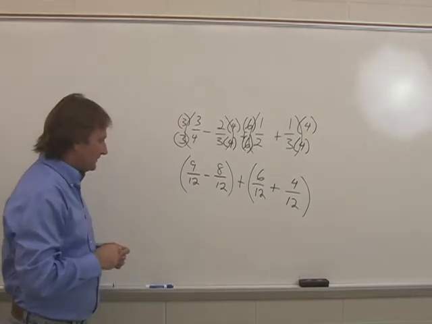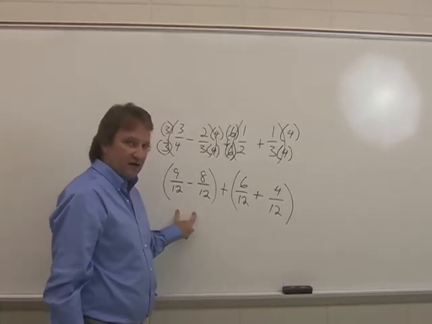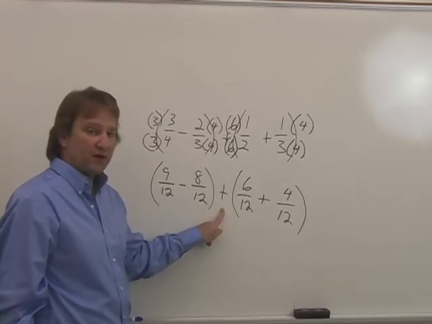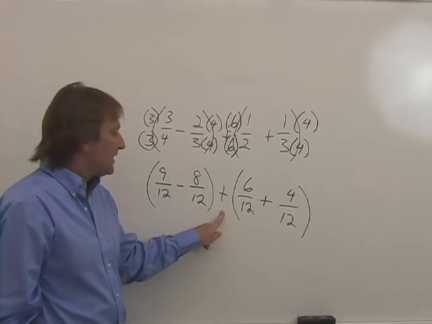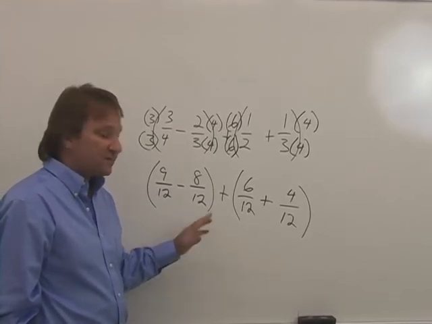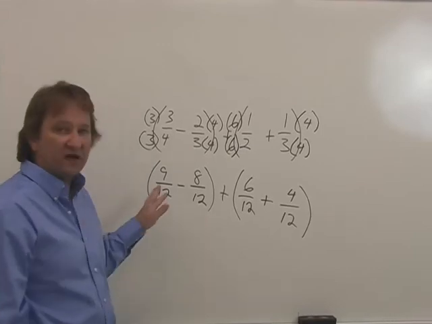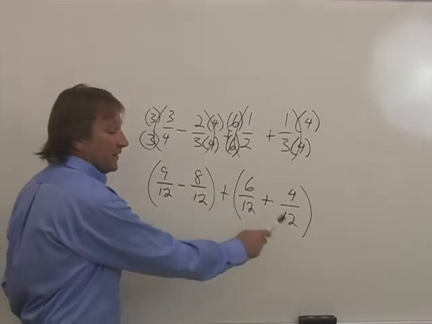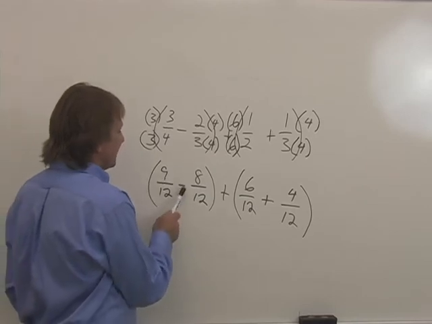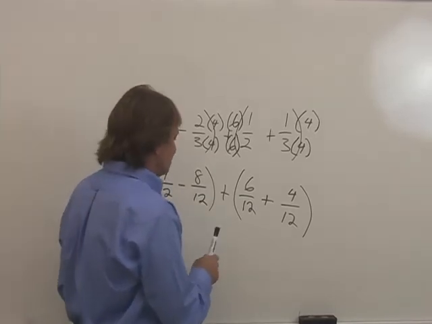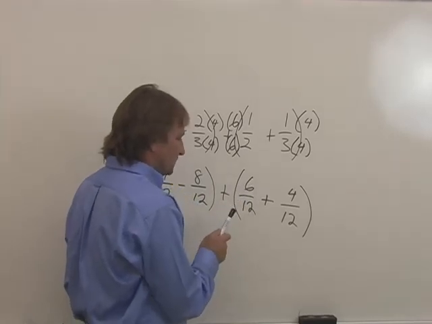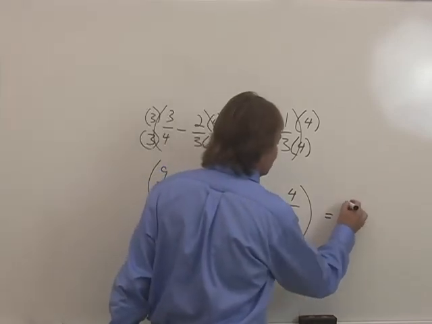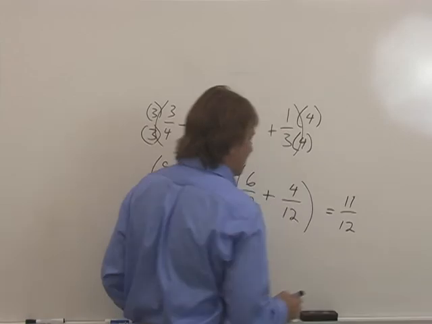Now in this case, with these parentheses, they can just be dropped or not considered because the operator in between is a positive sign. So nothing would change in this case by dropping the parentheses. So I'm ready to go ahead and carry out the indicated operations for the numerators, leaving the denominator as a 12. So I'm looking at 9 minus 8, which is 1, plus 6, which is 7, plus 4, which is 11. So the numerator adds up to 11, and the denominator is 12.